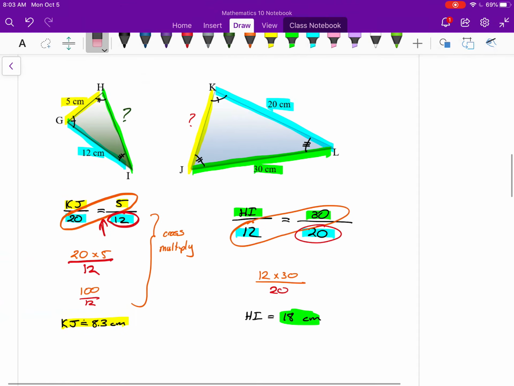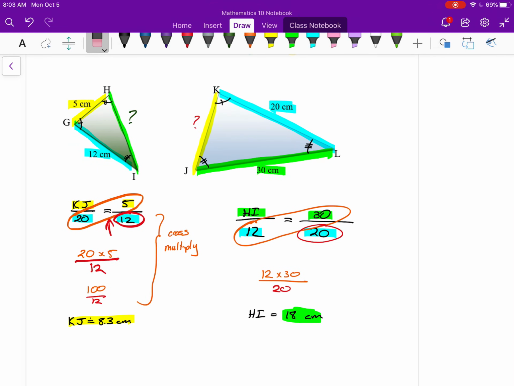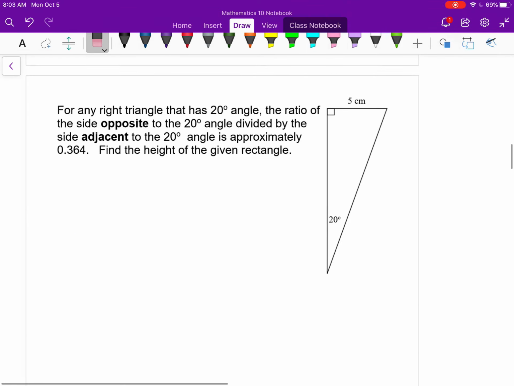All right, so notice I found these two measurements of these two unknown sides by looking at how these two triangles were proportionally related to one another. All right, so one more example, and this leads into the next lesson.